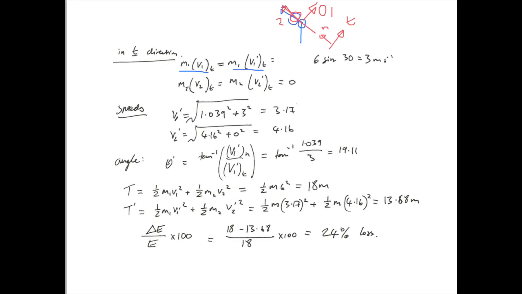Once we have these two velocities, we can work out the angle between their motions to be 19.11, and we can work out the energy loss. If we look at the energy of the system before, in terms of the initial speeds v1 and v2, we have 18, and since mass is constant, we can retain m as an unknown. After the collision, in terms of v1 dashed and v2 dashed, it has 13.88 m. Because it's a ratio, the m's cancel out. 18 minus 13.68 over 18 means that we have a 24% energy loss in the collision.